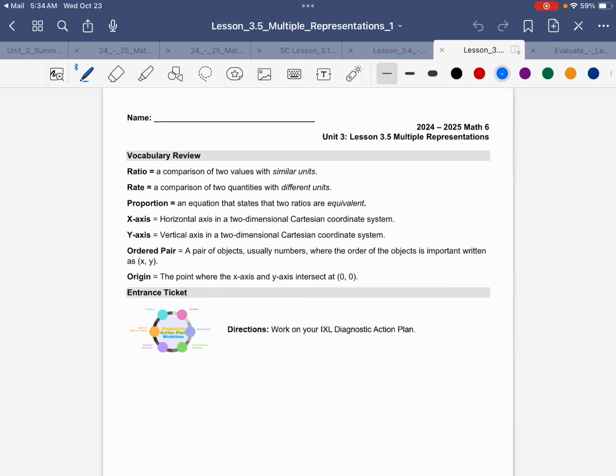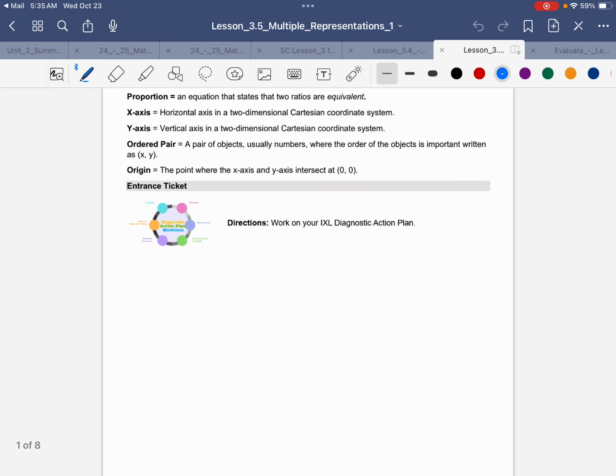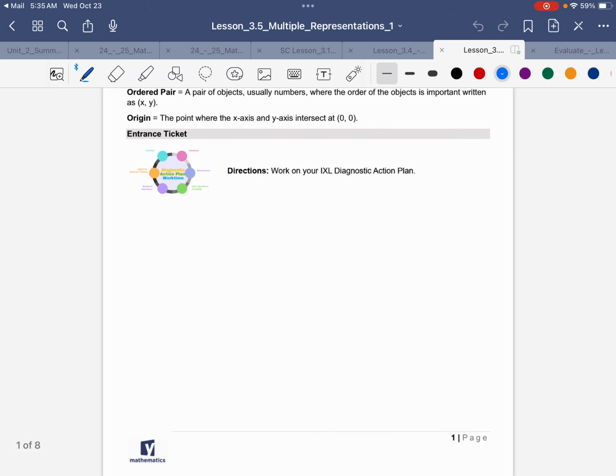Okay, real quick, this lesson should be relatively fast. We're doing multiple representations. We're still talking about the ratios, the rates, proportions, your x-axis, y-axis, and ordered pairs and the origin. So when you get in today or before you start, work on a little bit of your diagnostic action plan.